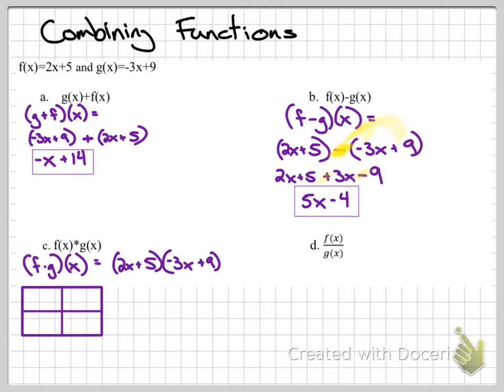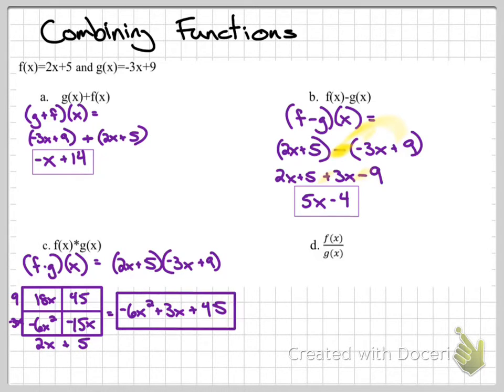But you cannot leave it like that. If you left it like that on test day, it would not give you points. So make sure you take the time to multiply out your binomials, multiply them together. Just multiplying the edges. And then it gives me negative 6x squared, those combine to be plus 3x plus 45. This is the answer to f times g of x.